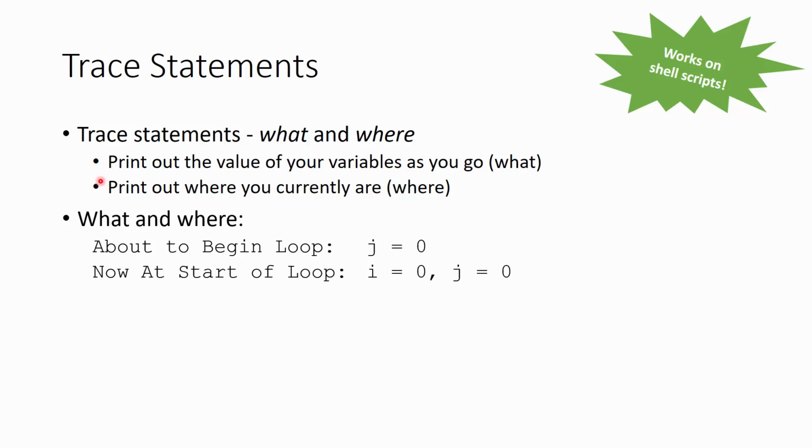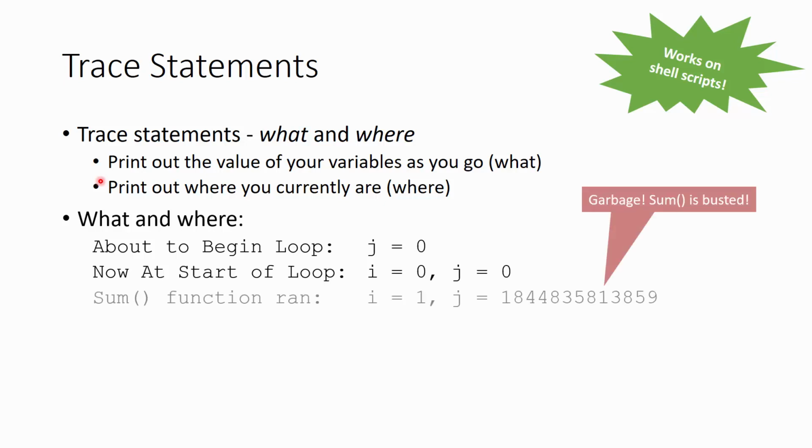Maybe my next line says something like, okay, now I'm at the start of a loop. I've just begun the loop, and I now have a new looping variable i. So let's go ahead and start looking at the value of that variable too. Now I'll run the sum function, and my sum function updates i appropriately, but j gets just garbage. It's filled with gibberish. So something is wrong with my sum function.